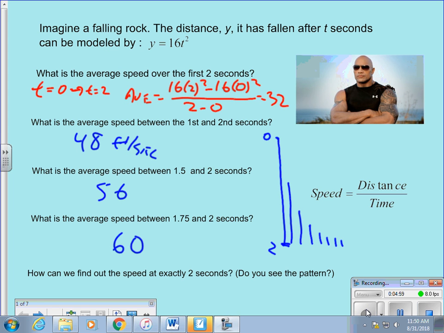Instead of what's going on between here and here, what's going on right now. That is what calculus is all about. Calculus is computing rate of change at an instantaneous moment. That's what began this whole thing.